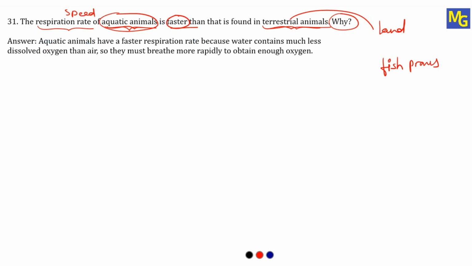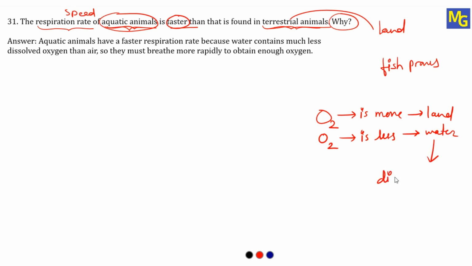Very simple reason for this. For respiration, we require oxygen gas. As we all know, oxygen gas, O2. This oxygen is more on land and this oxygen gas is less in water. And whatever oxygen is present in water, it will be in a dissolved form. Remember, dissolved form. So oxygen will be dissolved in the water. And water cannot dissolve more oxygen. Remember this first. In water, we cannot dissolve more oxygen. Therefore, water will have less oxygen compared to land.